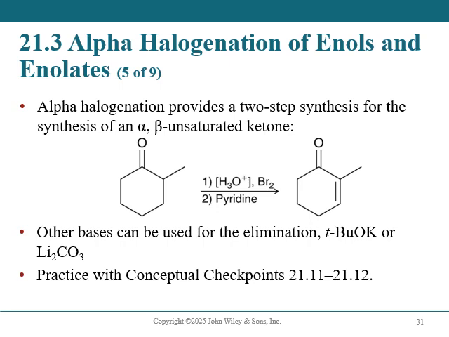Alpha halogenation provides a two-step synthesis for the formation of an alpha-beta unsaturated ketone. In this case, we're adding, right, a double bond here, and for that, first we do acid conditions, halogenation, and then we add pyridine. Other bases can be used for the elimination process, such as tert-butoxide or lithium carbonate, just to give you a few examples.